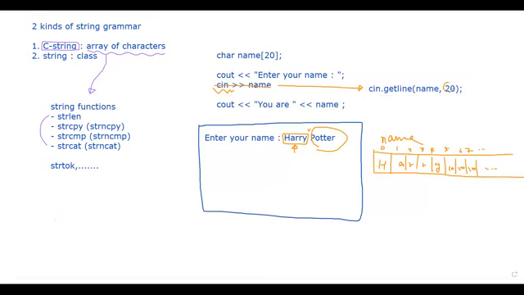So this one is the size of the space. I created size 20, so that's why I put 20 here. So this means that I'm going to read at most 19 characters, because we always have the null character at the end. So this means please input a string whose length is less than or equal to 19, because we should always reserve one space for the null.